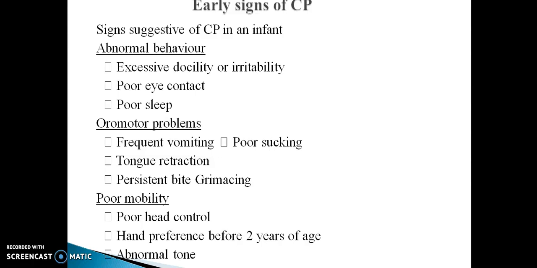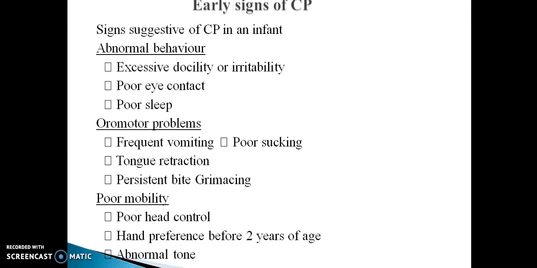Poor mobility, poor head control: commonly by 3 months a child should have head control, otherwise called neck control, the neck muscular stability to keep the head upright in whatever position the child is. This should commonly be achieved by 3 to 4 months, but in these children it is lacking. That is the first early motor abnormal sign pointing towards the possibility of the child having cerebral palsy. Hand preference before 2 years of age.